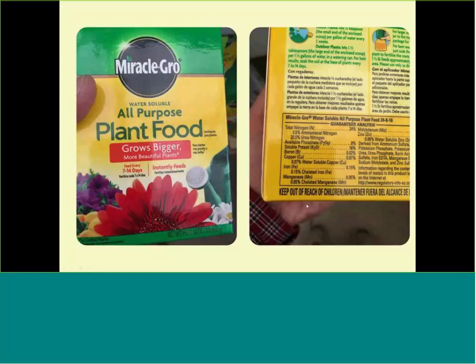Miracle-Gro. Some people swear by it, some people hate it because it's synthetic. It's 24-8-16. And then it has boron, copper, iron, manganese, zinc, molybdenum, has everything. I don't see calcium. If you use that, I recommend you also use calcium nitrate or something else so you don't get blossom end rot.